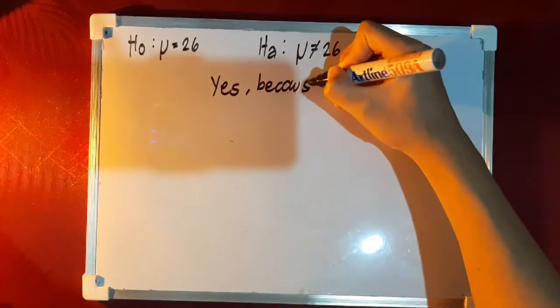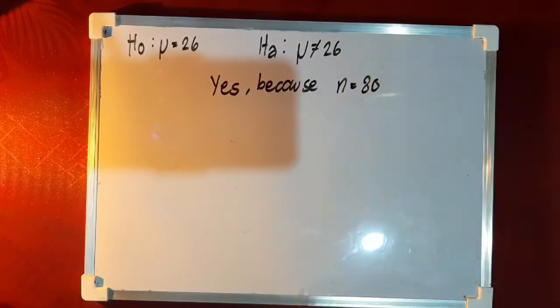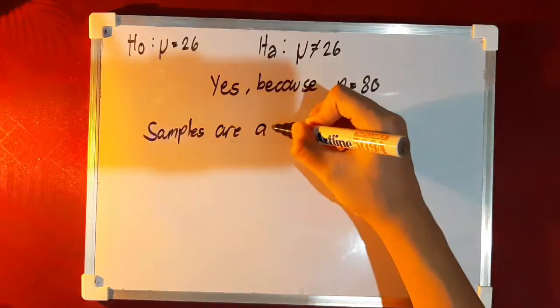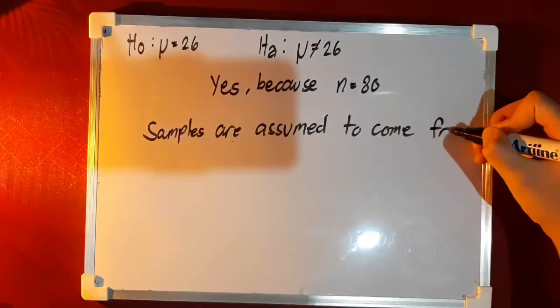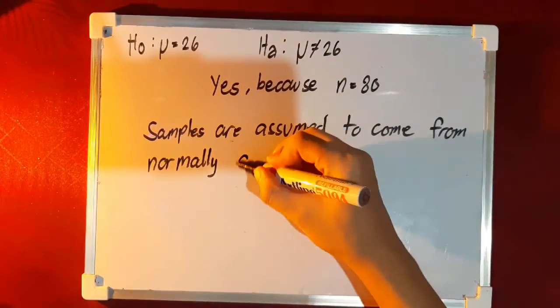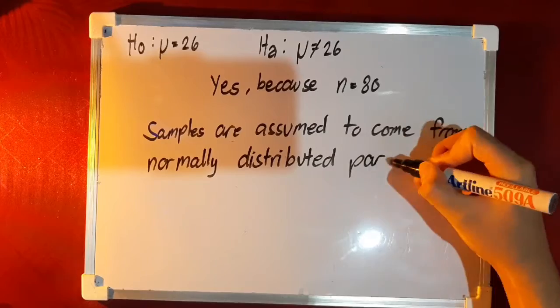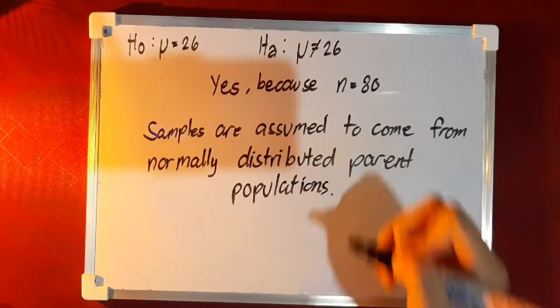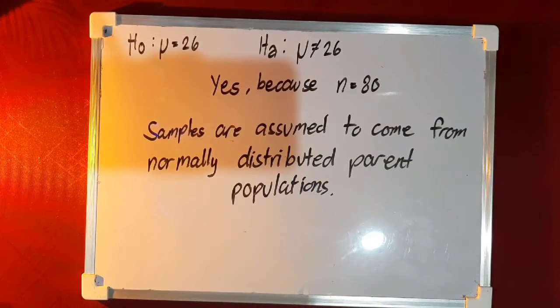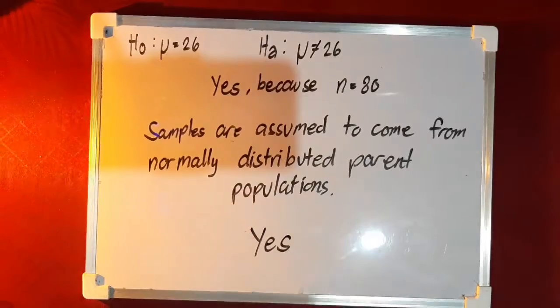Is the sample size large enough for the CLT to apply? The answer is yes, because the n is equivalent to 80. Next is, do small samples come from normally distributed populations? Samples are assumed to come from normally distributed parent populations. And lastly, are the samples selected randomly? The answer would be yes.